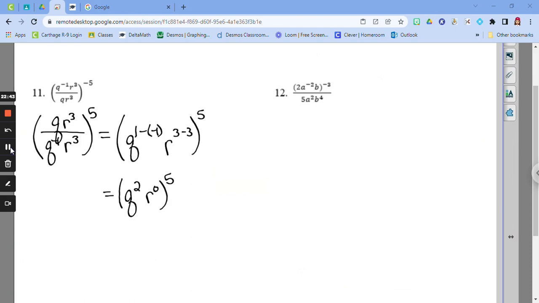Now, power to power. So Q, 2 times 5 is 10. I have 5 groups of 2. What about R? It's still 0, right? Because I have no groups of 5. So my last answer is just Q to the 10th, because anything to the 0 power is 1.